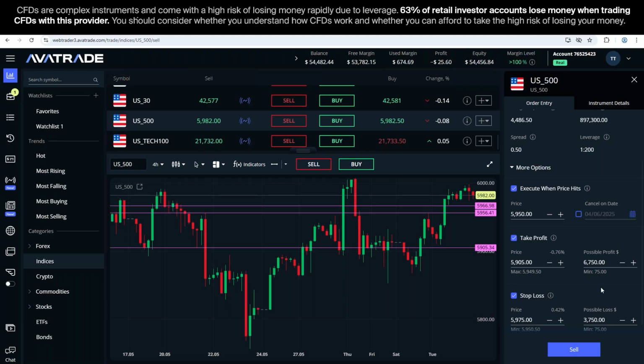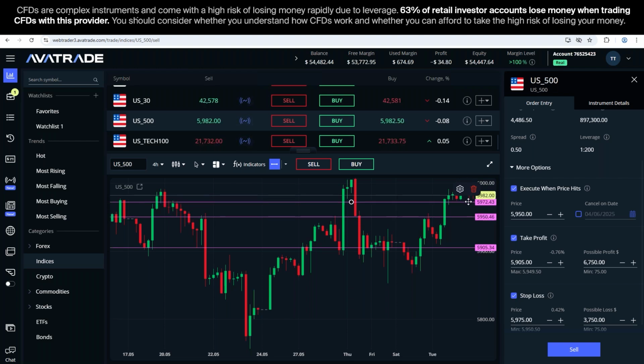Okay, so now that I've got my risk reward ratio set up, and that's based off of the technical analysis that we're seeing with my stop loss, my entry price then is down here, 5,950, and my stop loss is back up here at 5,975. Okay, so if it comes down and triggers my sell, my take profit is here, my stop loss is back up this direction.